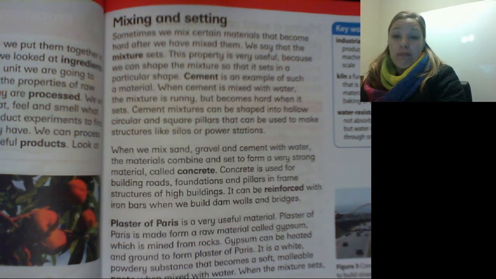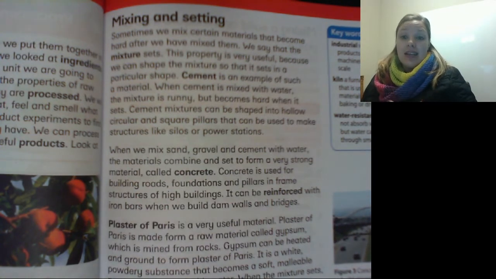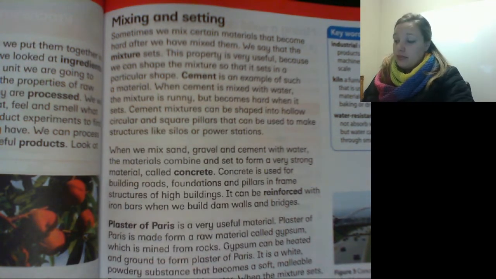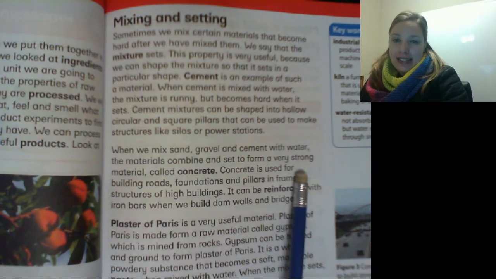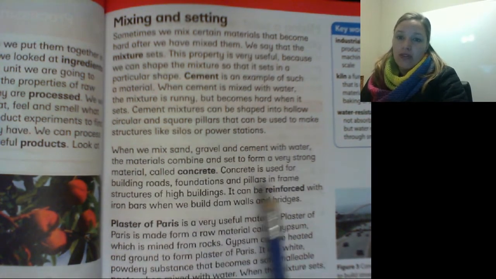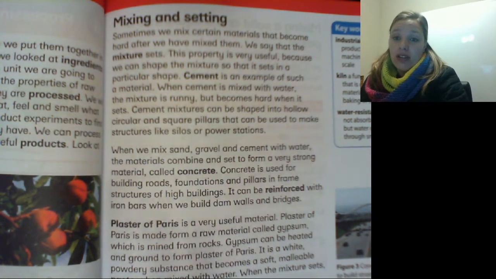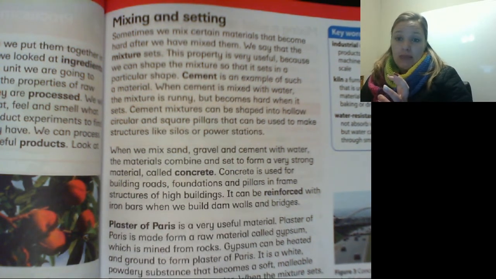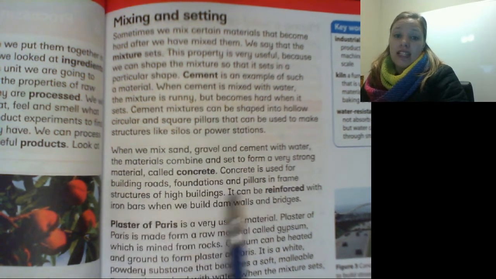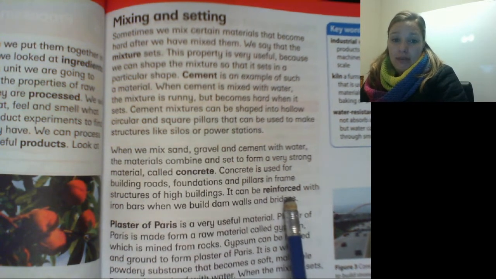These can also be poured into molds, shapes that when it sets, it takes that shape. Then it can also be reinforced. Now, later in technology, we'll learn more about reinforcing. And that is when they add metal rods into the molds, when they shape them, so that it makes it even stronger when we need to build dam walls and bridges.